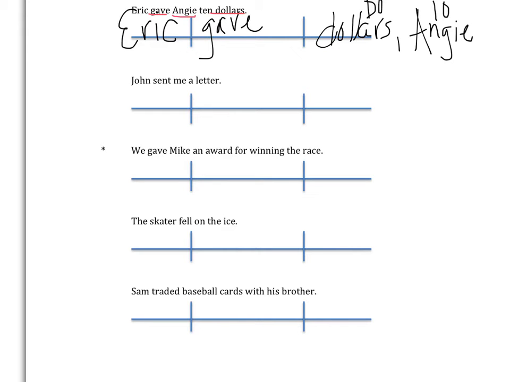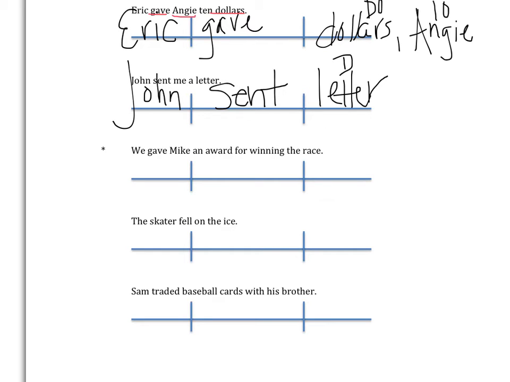John sent me a letter. No prepositional phrase. Your action verb is sent. Who sent? John sent is your subject. What did John send? He sent a letter. To whom or for whom did he send it? He sent it to me. He didn't send me in the mail. He sent the letter in the mail to me. Me is the indirect object.